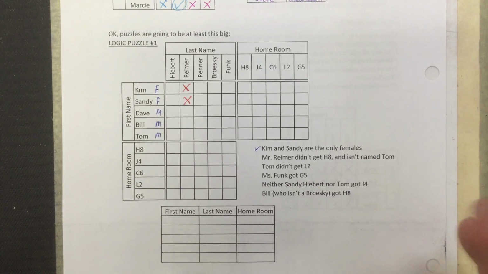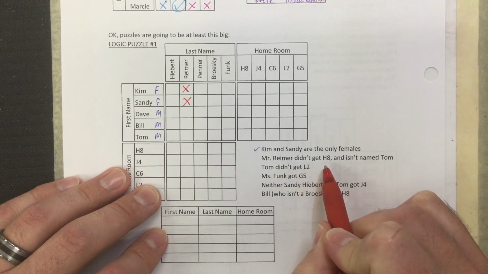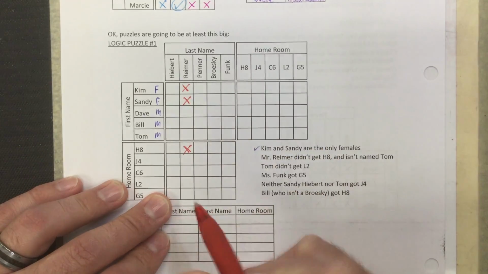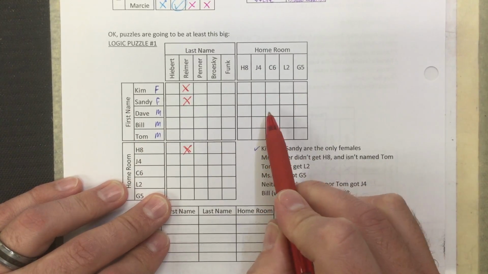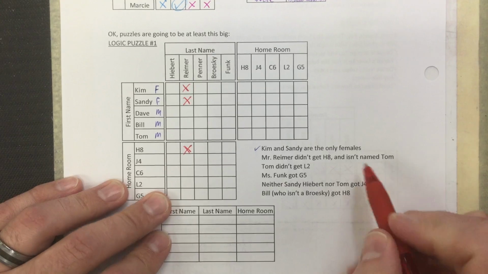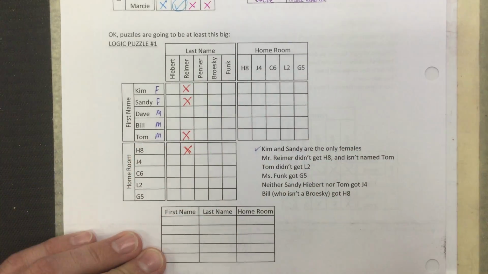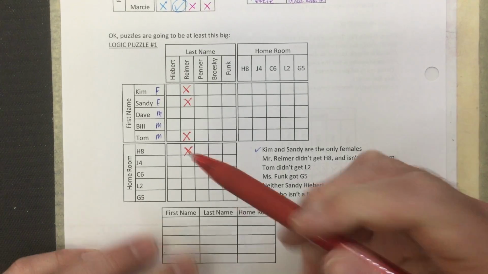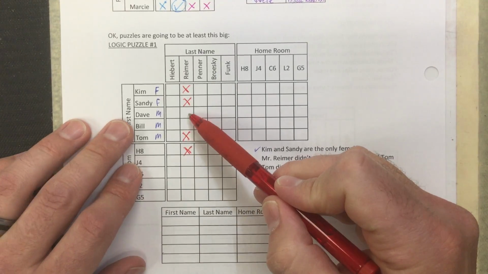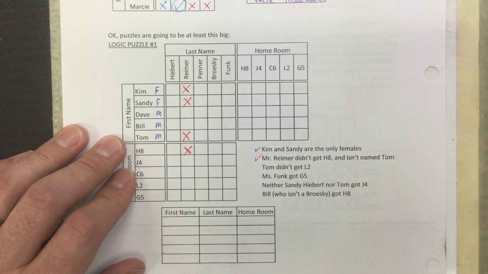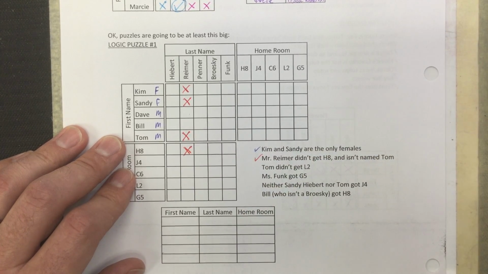Okay, let's go through this a little more. Reimer didn't get H8, so we know that Reimer is not in H8. Now we don't know over here what that's going to be, and Reimer isn't named Tom. So in other words, the only options we have here are Dave Reimer or Bill Reimer. We'll have to wait and see a little later which one it's actually going to end up being.